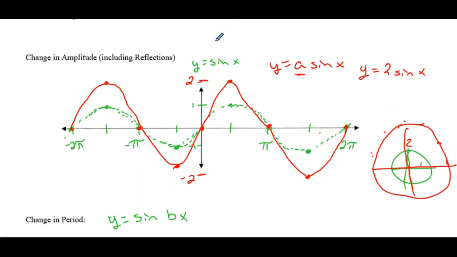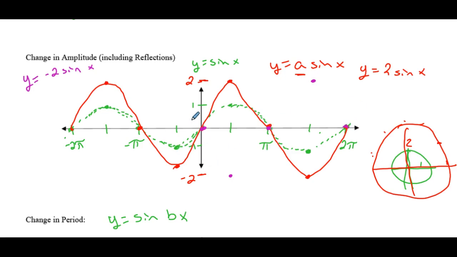Now you could also have a reflection, right? Let's say this is y equals -2 sine of x. In that case, we're still going to start here at 0, 0, but instead of going up to 2, it's now going to go down to -2, and then come back up, and then back down.